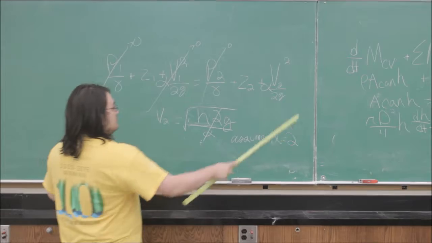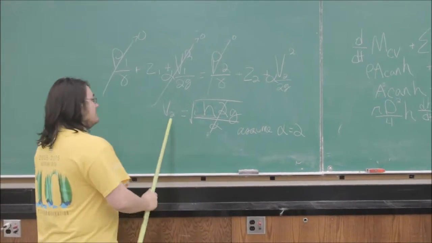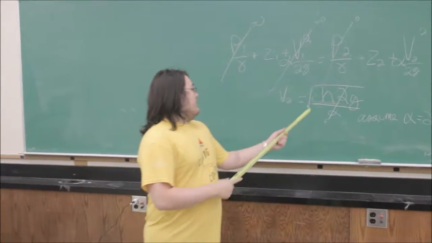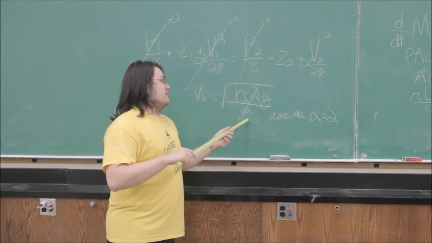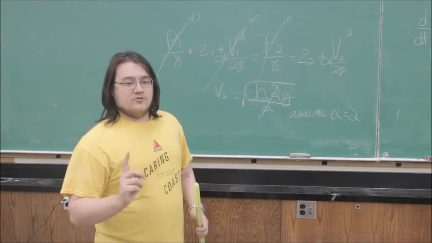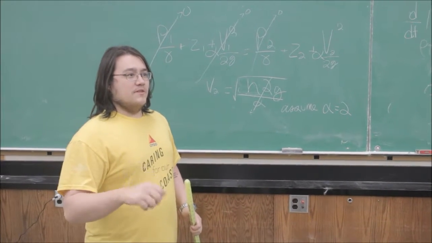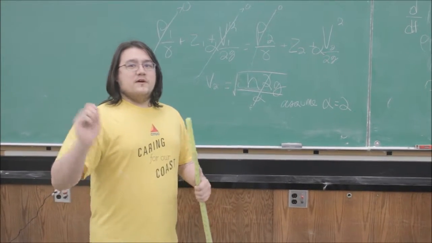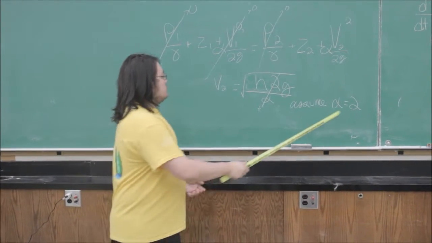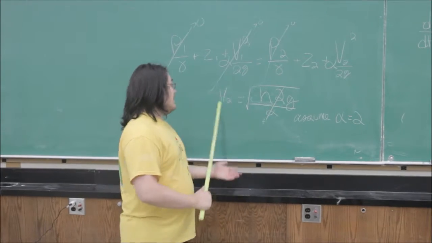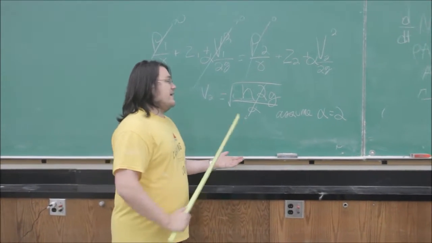So what we do next is we solve for V2. So V2 is equal to the square root of 2gh over this alpha. Now you see, here's what was maybe tripping us up. We were assuming that alpha was equal to 1, but let's pick a new value. Let's just pick 2. So 2 cancels out, and now velocity is the square root of gh.